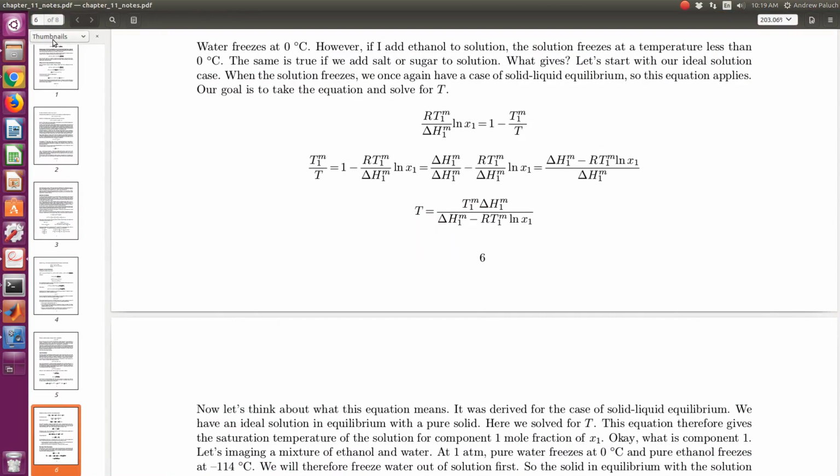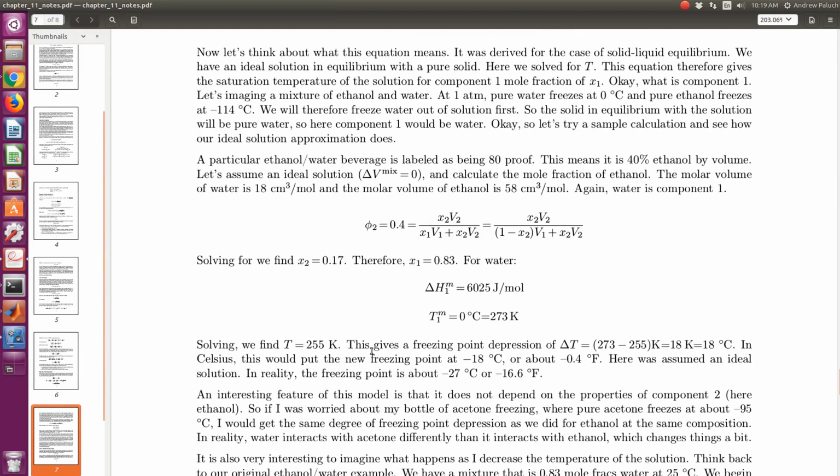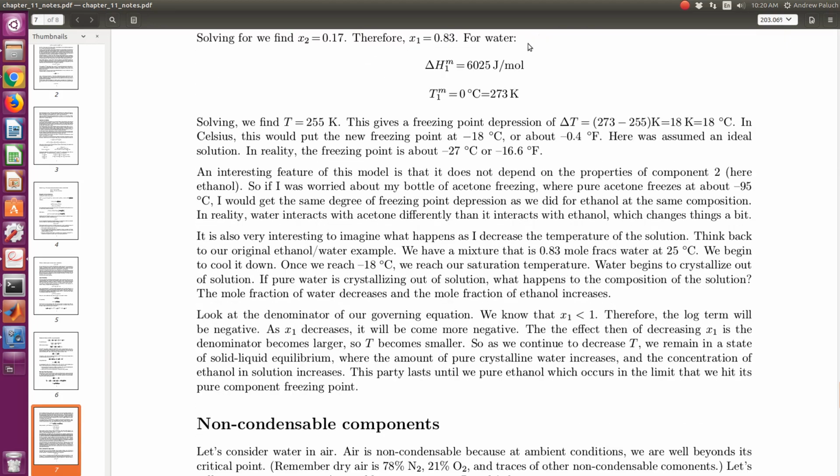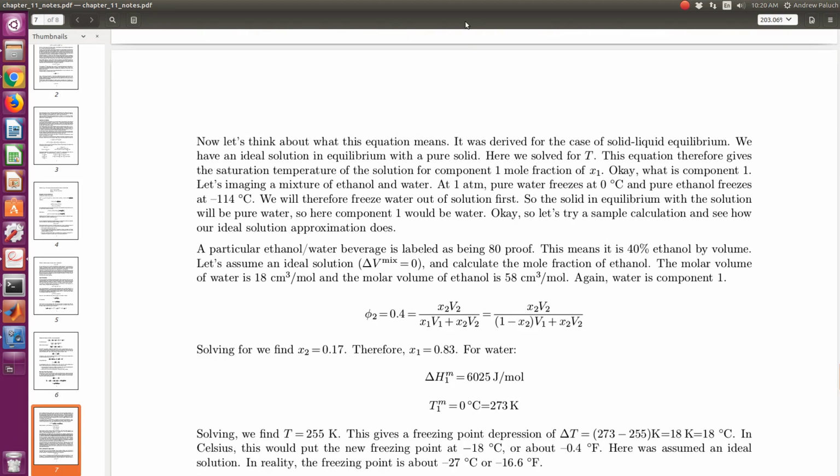Cool. And with that, take a look at the notes. I'll post the notes on Canvas 2, and it even walks through an example of freezing point depression. So I had a student once that was a big fan of Jameson, a drink that's 80 proof. And so we'd predict a freezing point of negative 18 degrees C. Experimentally, it's apparently negative 27. But you can go through the exercises on that.